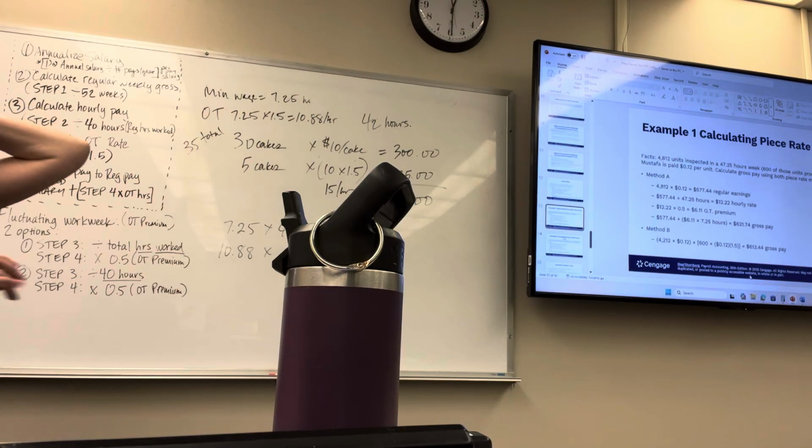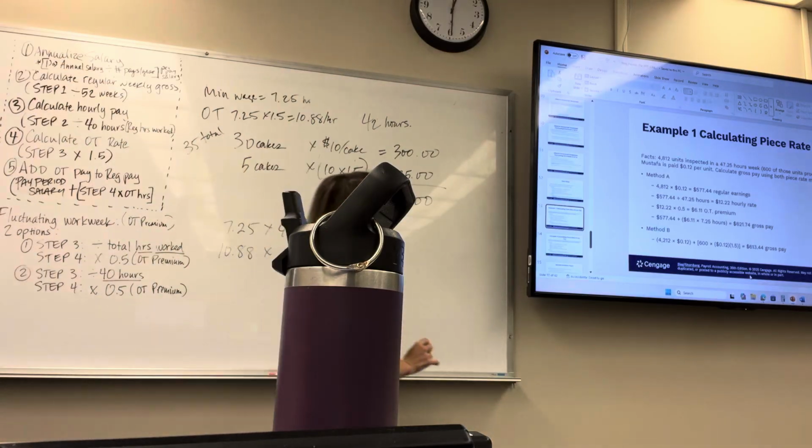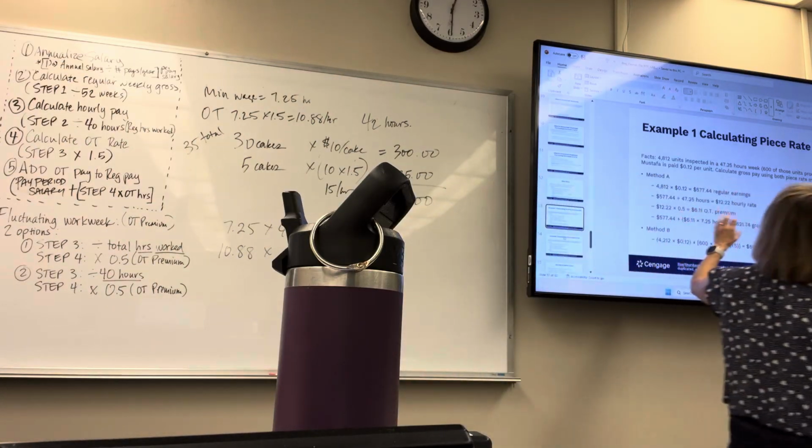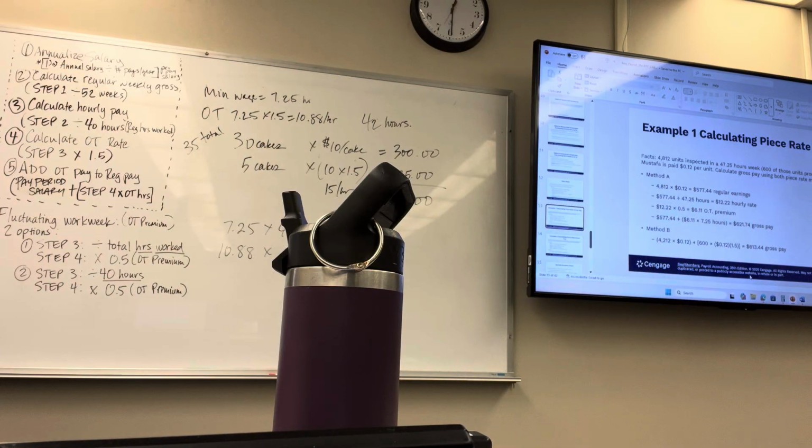Let's see. Here's an example of this. So we've got Mustafa, paid 12 cents per unit. He's inspecting units. So he inspected 4,812 units during a 47.25 hour work week. So he's got 7 and a quarter hours of overtime, 40 hours of regular.